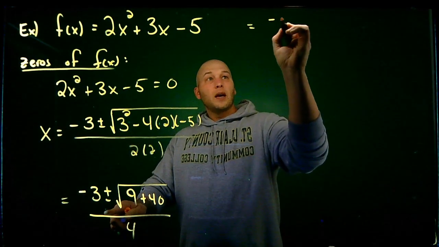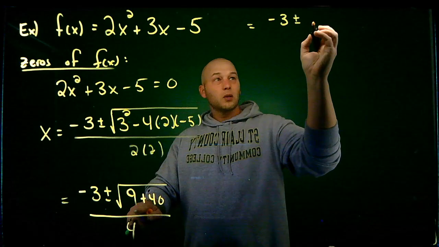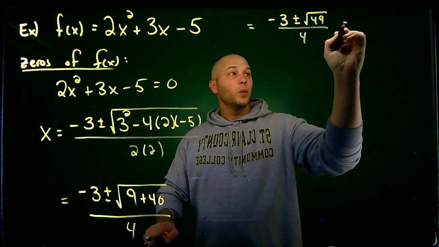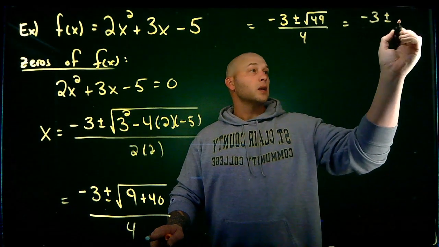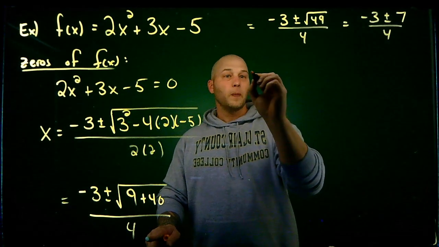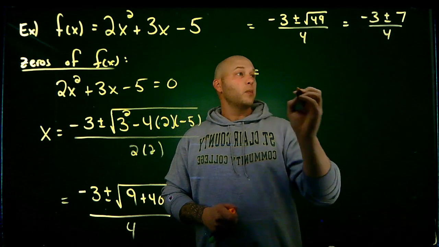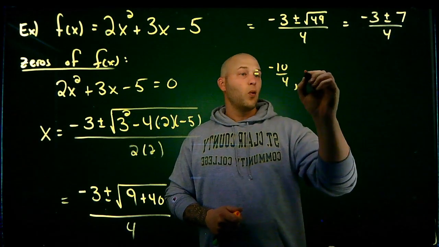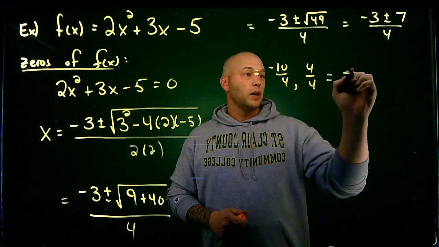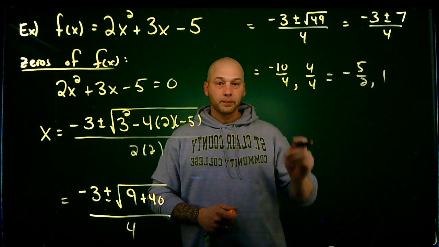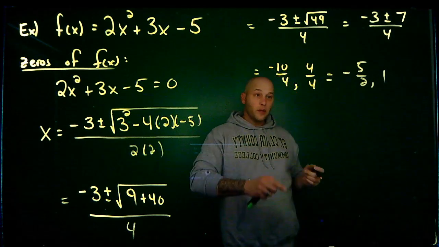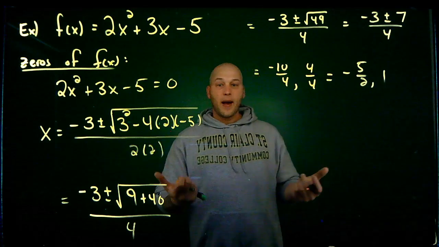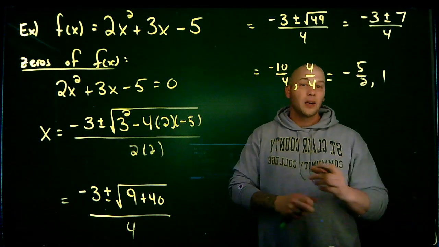And then this comes out to be negative 3 plus or minus, of course, the square root of 49, all over 4, which would be negative 3 plus or minus 7 over 4. Negative 3 minus 7 would be negative 10 over 4, or negative 3 plus 7 would be 4 over 4, which would be negative 5 halves, or 1. All right, and now whether these are integers, fractions, irrational numbers, complex numbers, it doesn't matter.